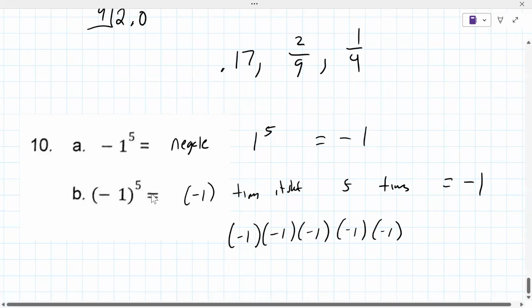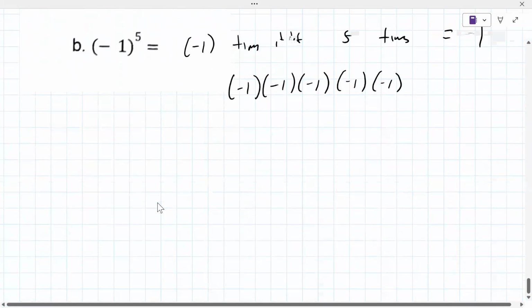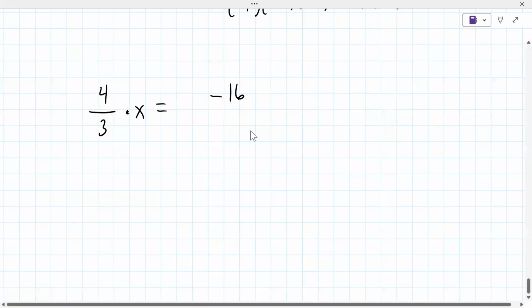Okay, so we have some time left. Let me throw out some problems for you to try. How about 4/3 times x equals negative 16. Go ahead and solve for x, please.